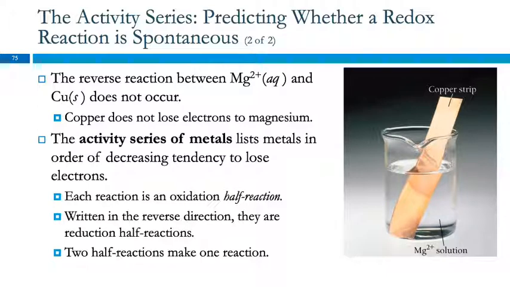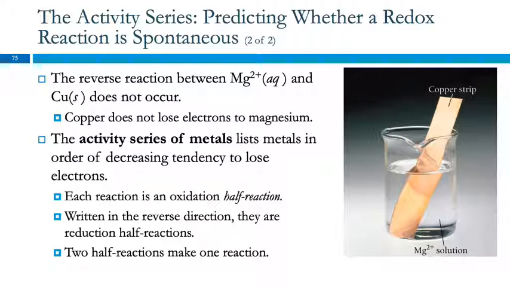If we try to do the reverse thing, because, well, if you can go forward, why not go backwards? And we put a strip of copper in a solution of magnesium, we can wait forever. It's never going to go back. It's never going to go the other way, where we get magnesium depositing on the copper and the solution turning blue because there's copper ions forming. Copper doesn't lose electrons to magnesium. Magnesium loses electrons to copper.